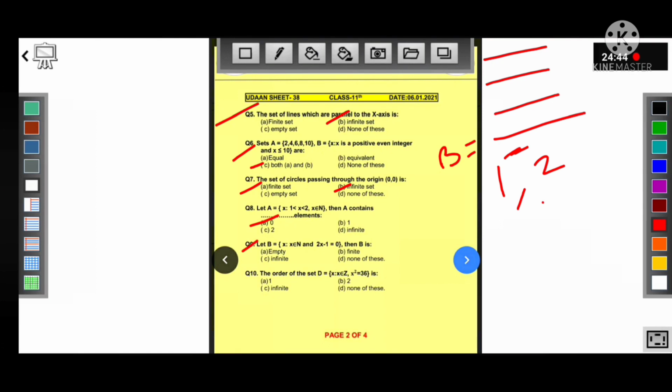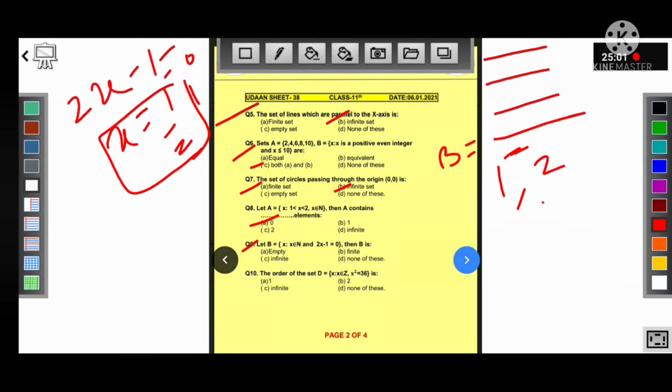Next question. Let B be equal to {x such that x belongs to N and 2x minus 1 is equal to 0}, then B is. Now as x belongs to N, by 2x minus 1 equal to 0, we get x equal to 1 by 2, but 1 by 2 does not belong to the natural numbers. Next question. The order of the set D, {x such that x belongs to Z and x square is equal to 36}, that is x is equal to plus minus 6, so x has 2 elements, so the order is equal to 2, so B is the right option.